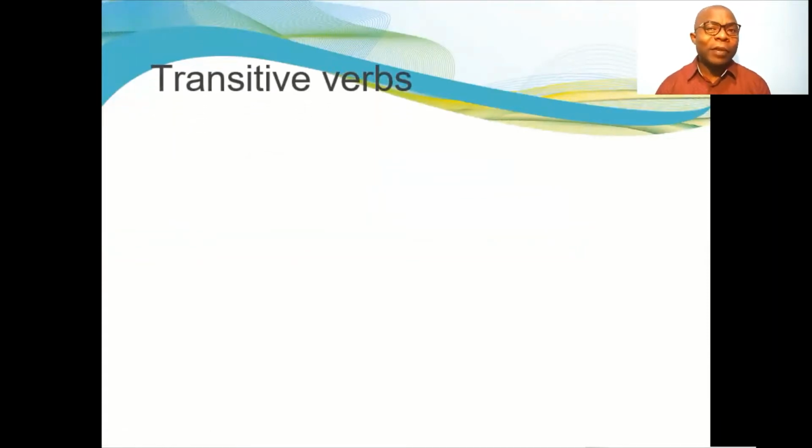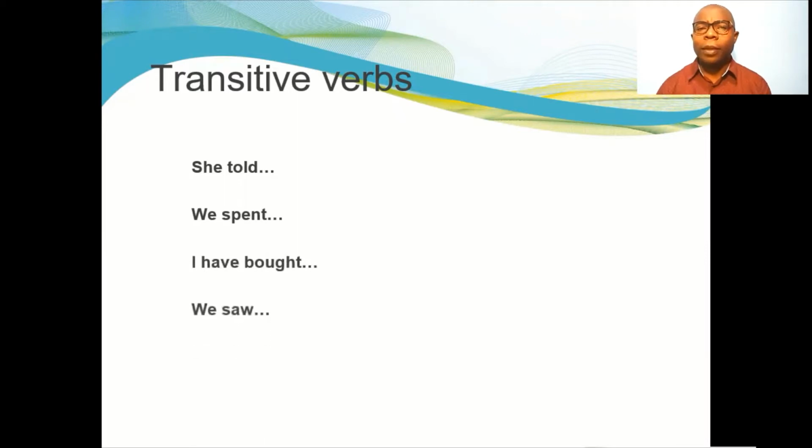Now, transitive verbs, what are they? Just take these examples. She told. We spent. I have bought. We saw. Once you begin to look at, I don't know whether to call them sentences, what comes to your mind is what? She told what? Perhaps to whom? We spent what? I have bought what? For whom or to whom? And we saw what?